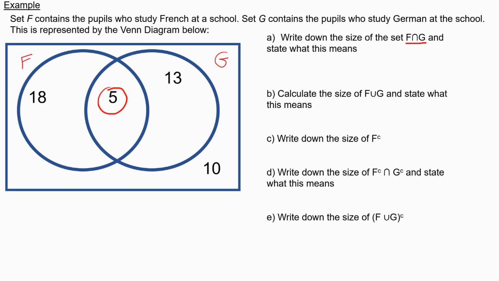So that's going to be here. It's the intersection of the two sets. So the size of the set is 5. So I use this line notation for that. Line F intersect G line. The lines either side just mean the size of the set. That's 5, and that means that 5 study both French and German.